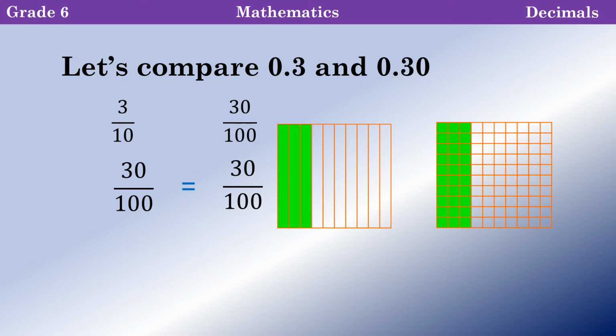Therefore, we can put the equals sign when comparing these two decimal numbers. That is, 0.3 is equal to 0.30.